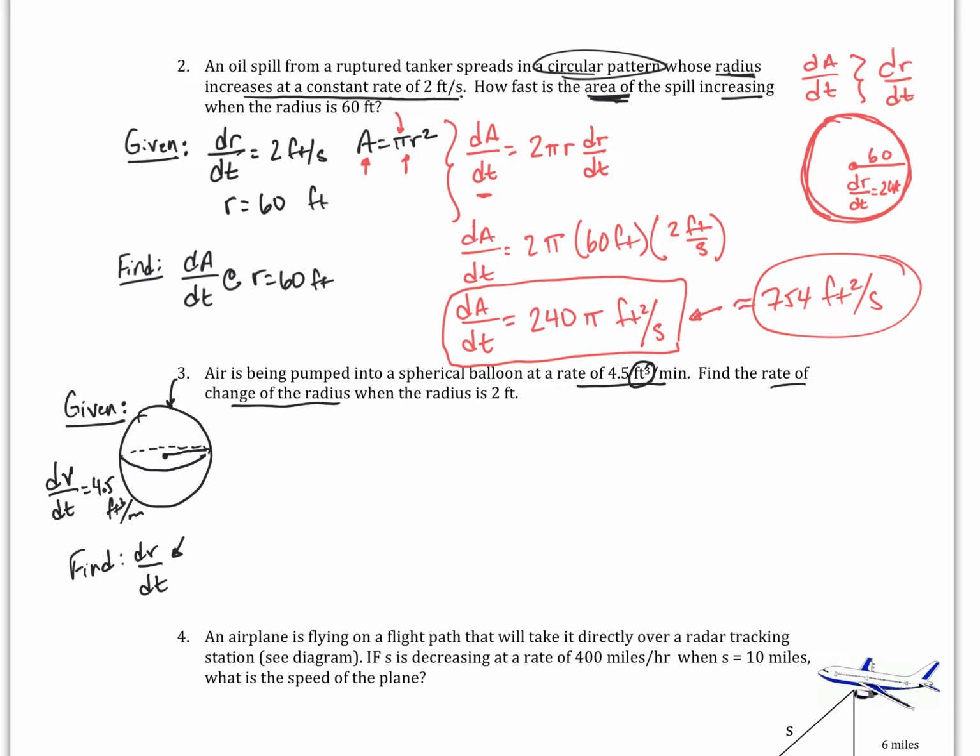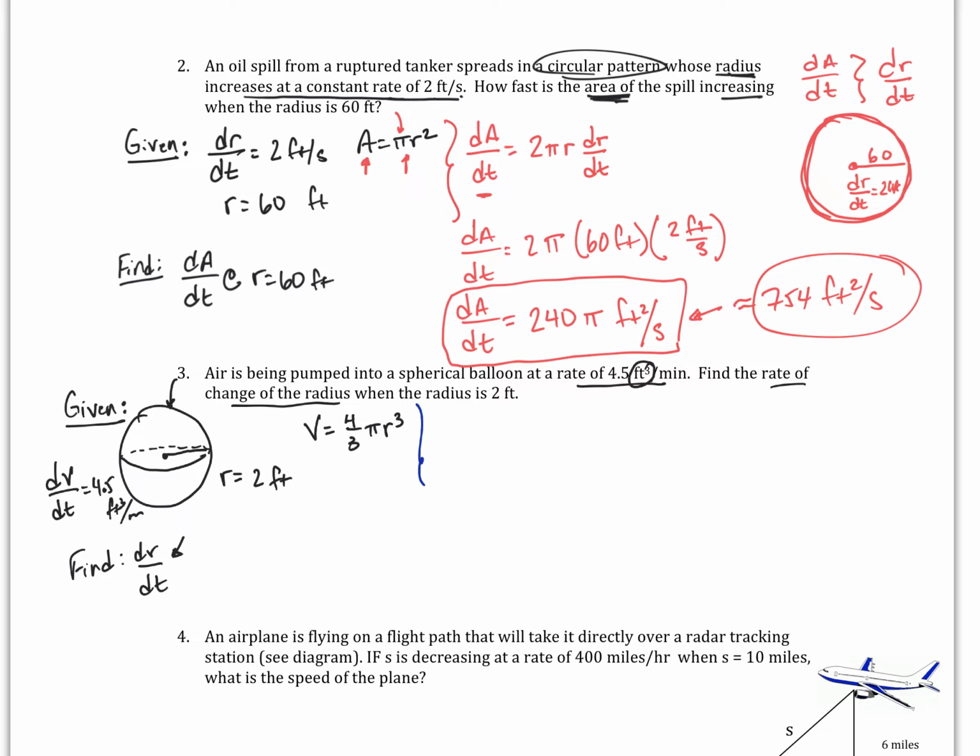But I also know something else. They tell me when r is 2 feet. Well, what formula do I use for a sphere? I have a volume formula, and that's 4/3 pi r cubed. All right, so let's take a look at this and see what we could do with all this. I wrote everything down, I developed a formula, I understand what's happening. What's happening is the volume is changing, and as the volume changes, how is the radius changing? That's what I need to find.